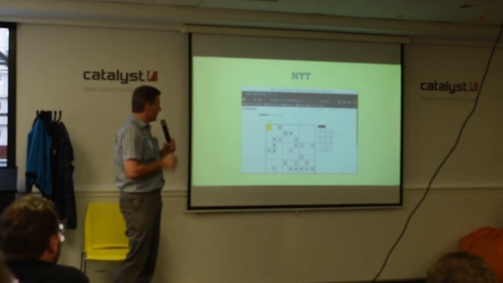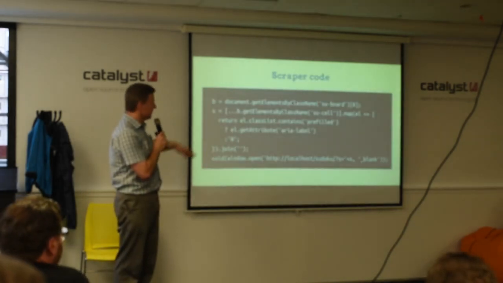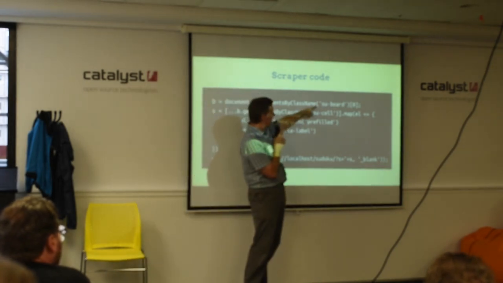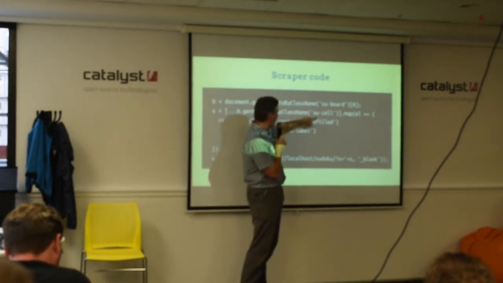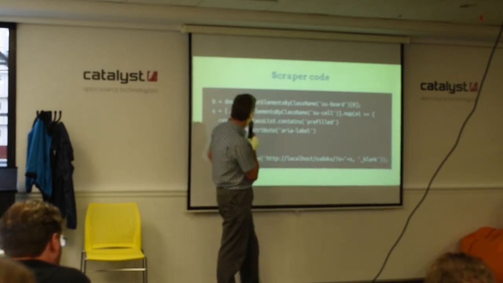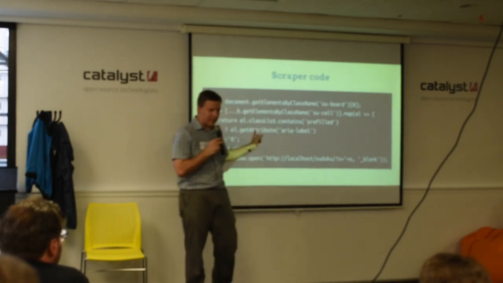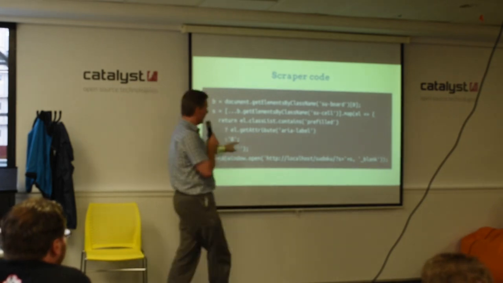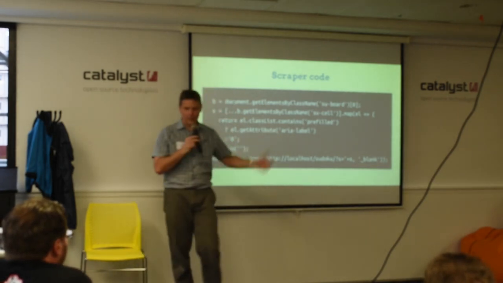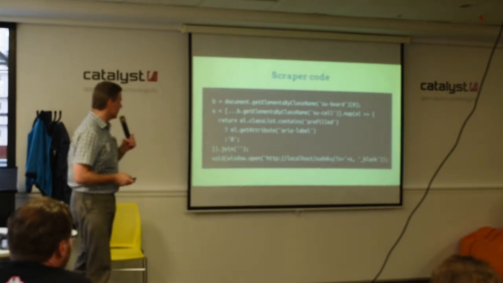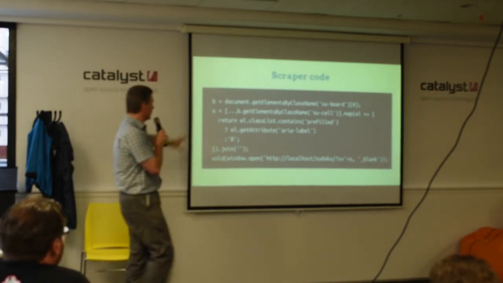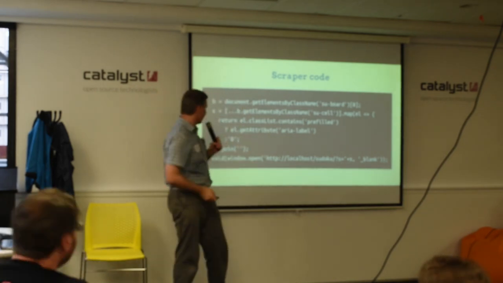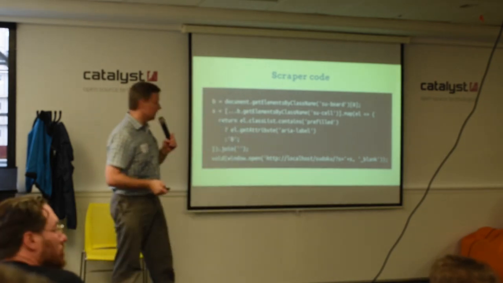So to achieve that, just throw some code at it, selecting stuff based on a class name for the board, class name for the cells. In each cell, in this case, it's an SVG image, which isn't ideal, but they helpfully put an ARIA label on there with the actual digits, so yay for accessibility. And then just join together those 81 things, slap it on the end of the URL, open it in a blank new tab, and you're away.